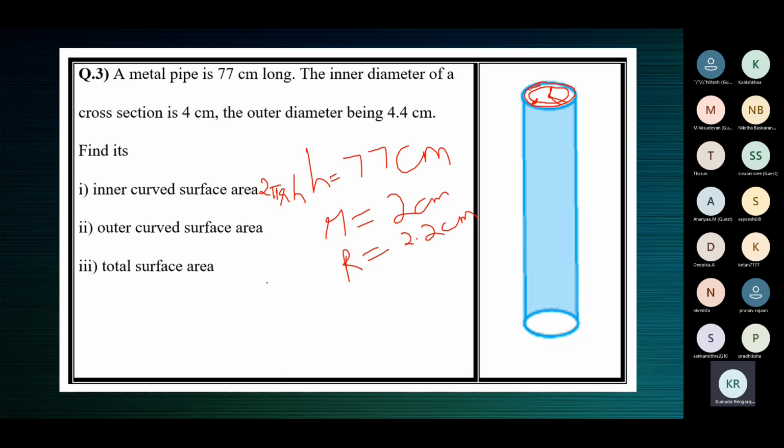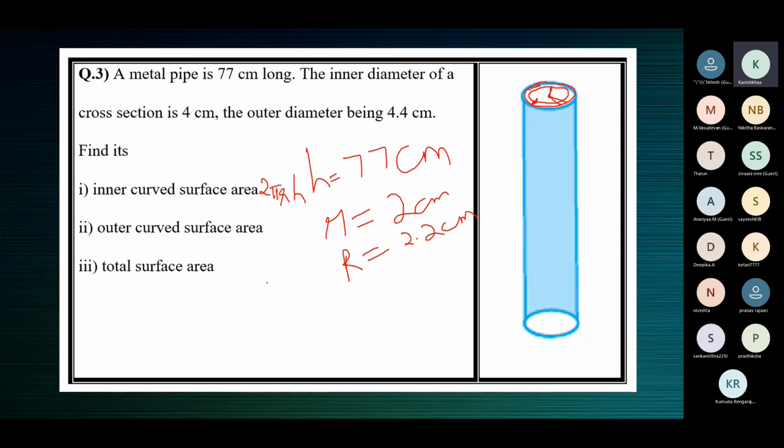2 pi small r h is the formula to find the inner curved surface area. You have the values of small r and h. Just put the values and find the answer for the inner curved surface area. What about the outer curved surface area? What's the formula to find the outer CSA?